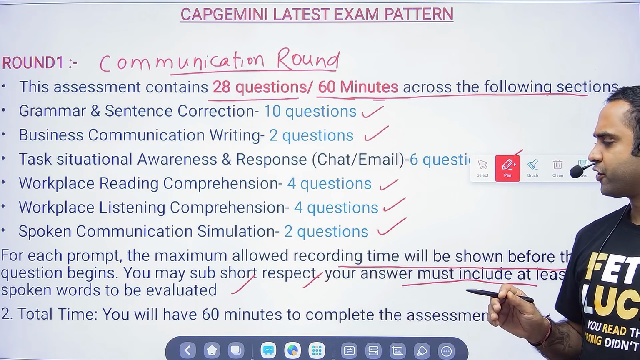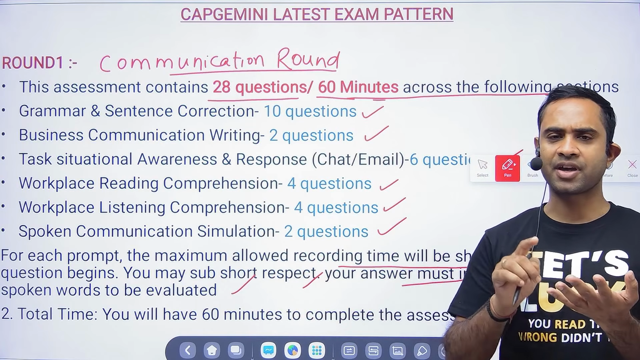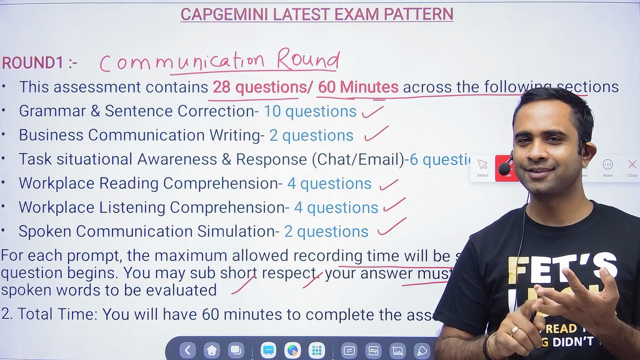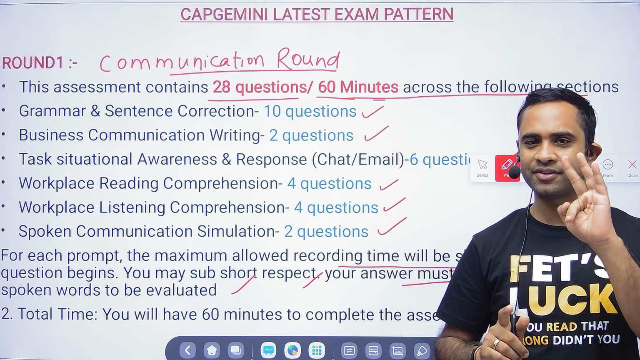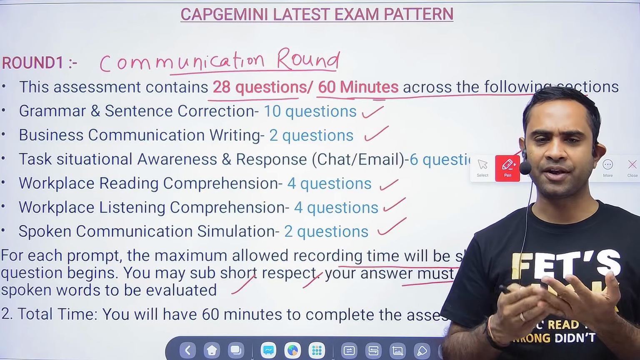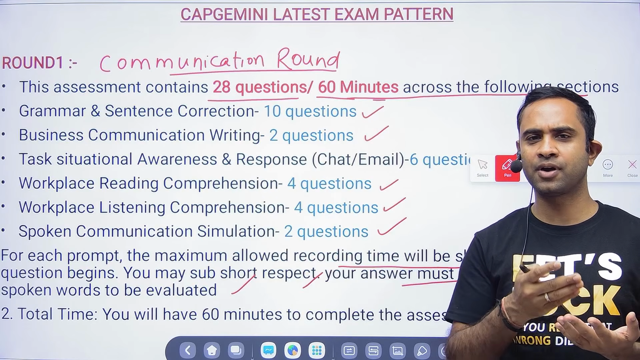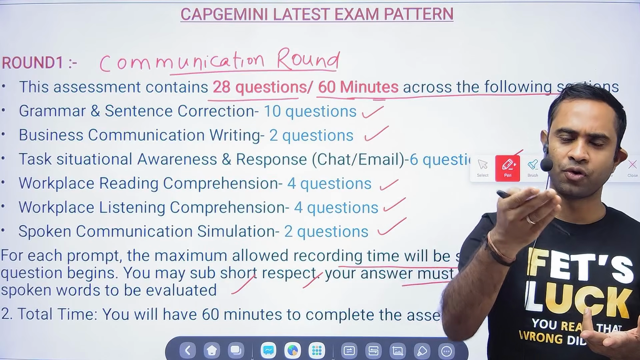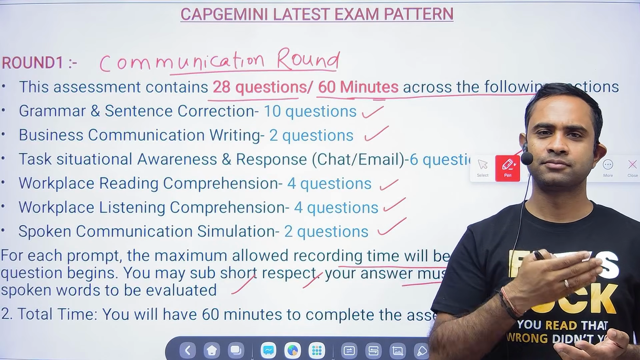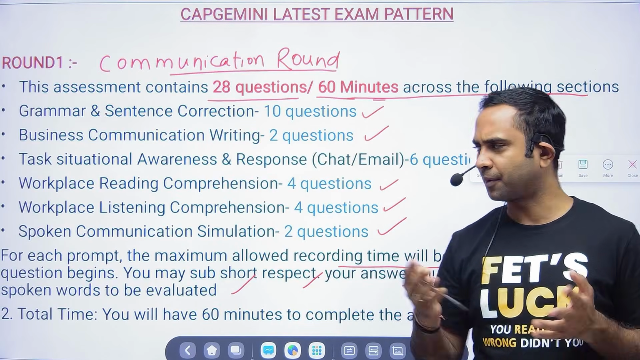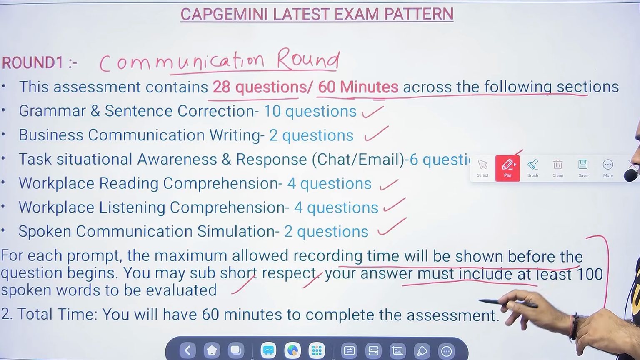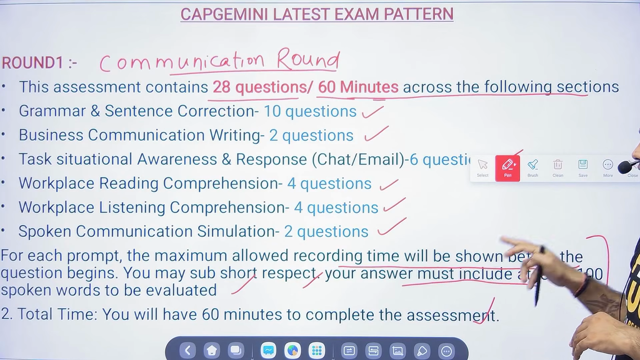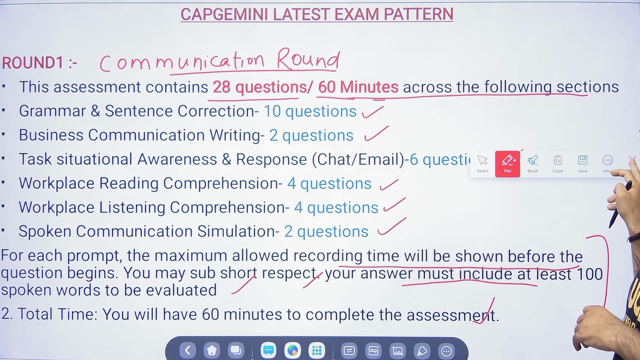100 spoken words. See, 100 words means, I love online study for you. This is 3 words, right? So I know I love online study for you. I know I love, 5 words. Okay, something like that. So your words will keep increasing. So that is what they're telling. You will have 60 minutes to complete the assessment.